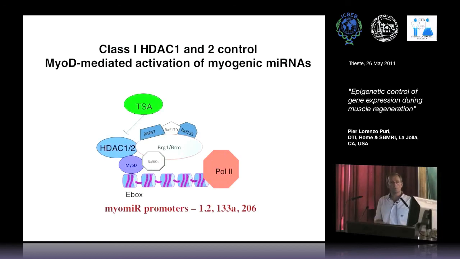But we also know, I mean, it's actually now 10 years after the first discovery, that in addition to muscle genes, there are microRNAs that are typically expressed in muscle, like myomiRs, whose promoters typically resemble the promoters of muscle genes. They have an E-box which binds MyoD, and we found by chromatin immunoprecipitation that these promoters were enriched by MyoD and HDAC1 and 2, the promoters of microRNA 1.2, 133A, and 206.